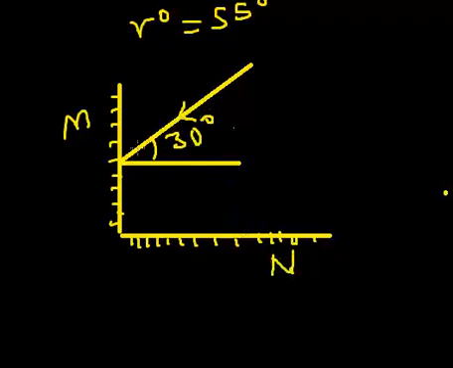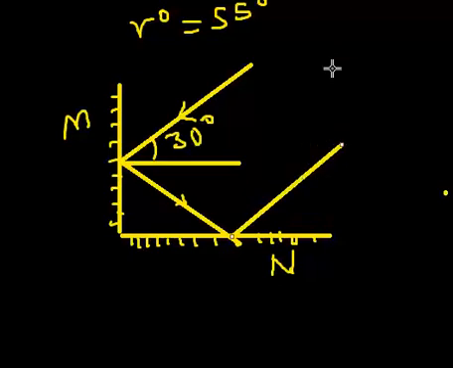Now look at what happens. This mirror reflects, and the reflection becomes an incident ray on this mirror. Then of course this will also reflect. So now how do we get this angle? That is the question. Let's see how we get the angle.